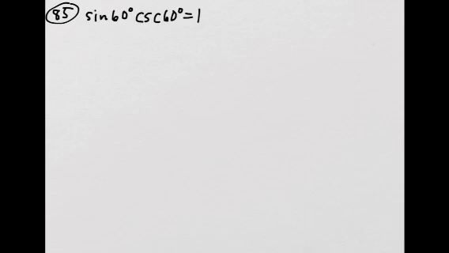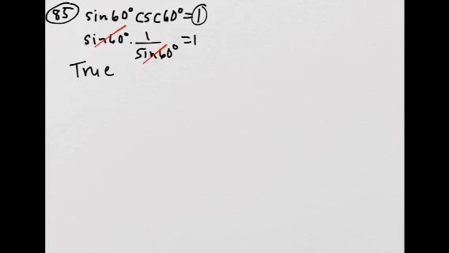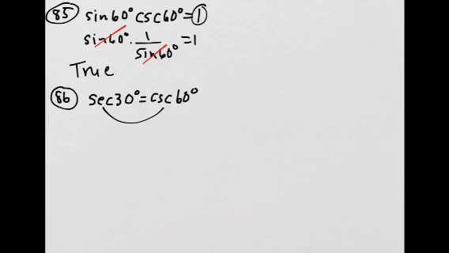Alright, so for 85, we will have to say whether it's true or false and justify the answer. Well, we know that cosecant is 1 over sine. So this is 1 over sine 60. So sine 60 over sine 60 reduces to 1, and that's what we have right here, so this is true. Alright, so secant and cosecant are cofunctions, and 30 and 60 are complementary, so this is true.